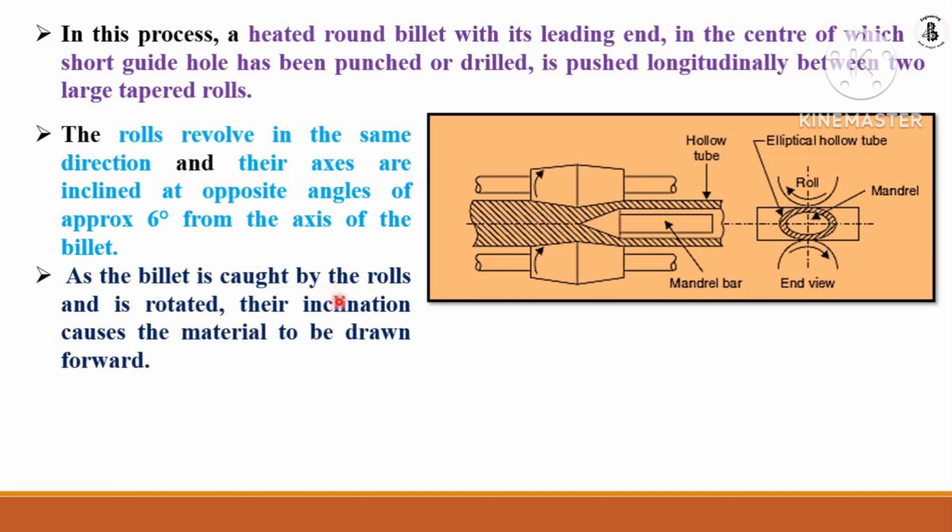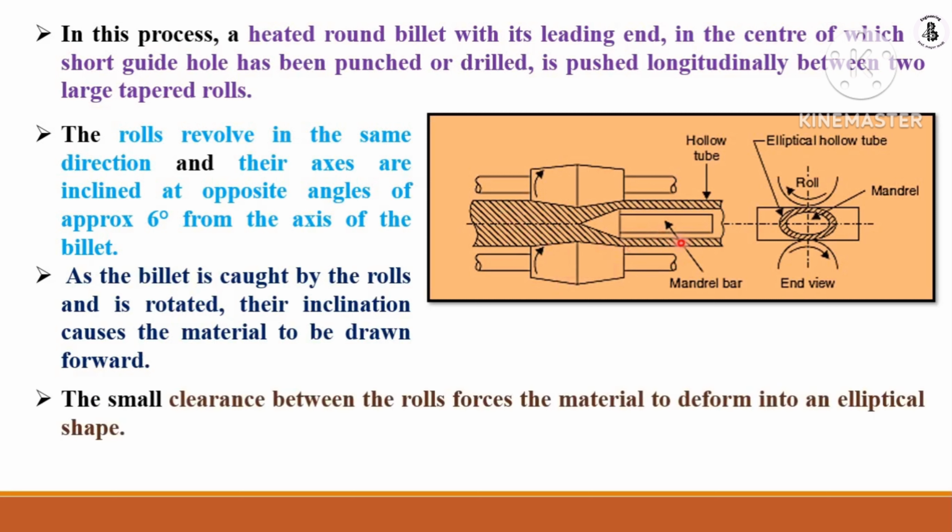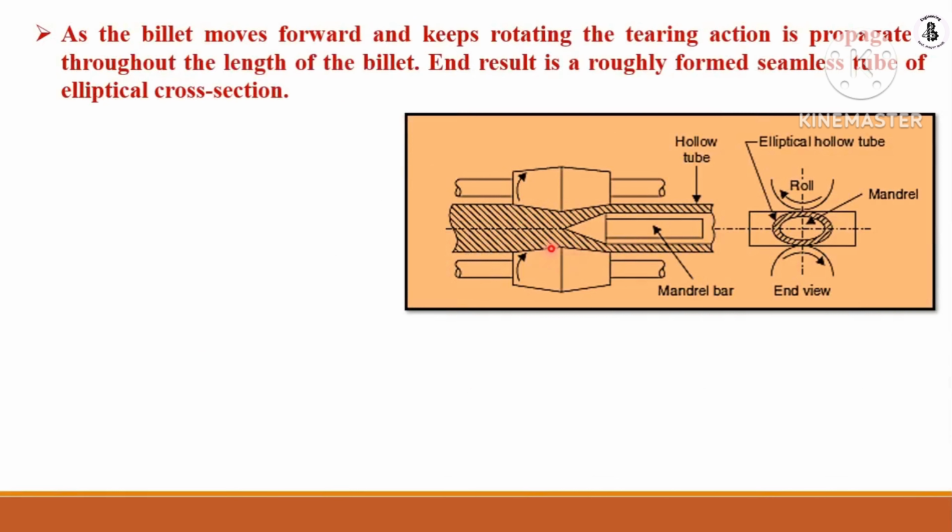As the billet is caught by the rolls and is rotated, their inclinations cause the material to be drawn in the forward direction, or you can say from left side to right side. The small clearance between the rolls forces the material to deform into an elliptical shape. Then as the billet moves forward and keeps rotating, the tearing action is propagated throughout the length of the billet, and the end result is a roughly formed seamless tube of elliptical cross sectional area. So this one, as you can see, is the end view.